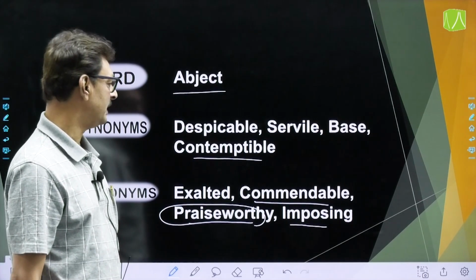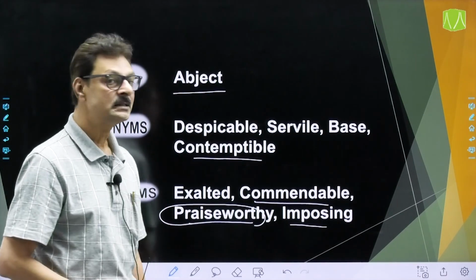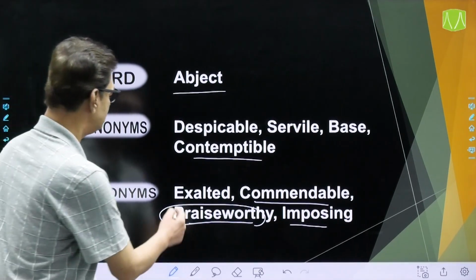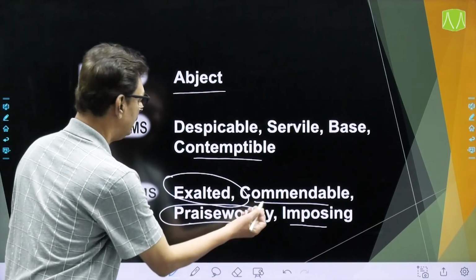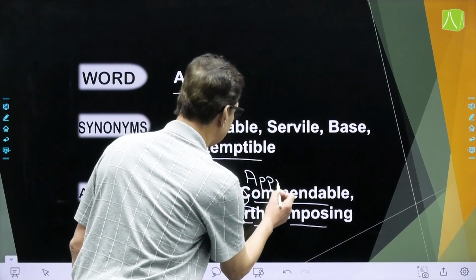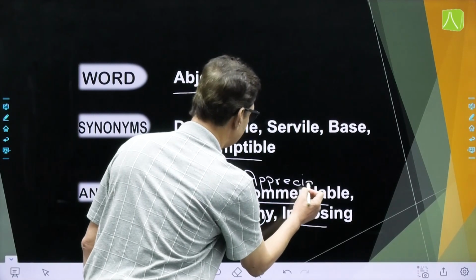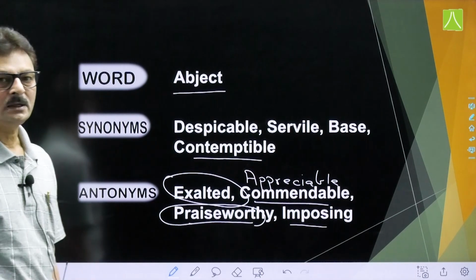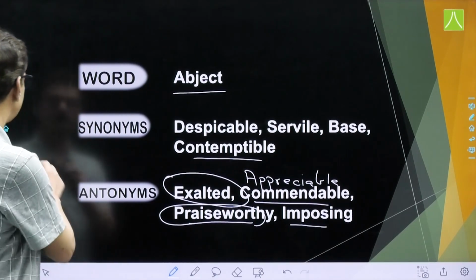Synonyms will be despicable, contemptible, servile or base, followed by the antonyms exalted, commendable, or simple word if you want, appreciable. These are the antonyms of this word abject. चलते हैं आगे.